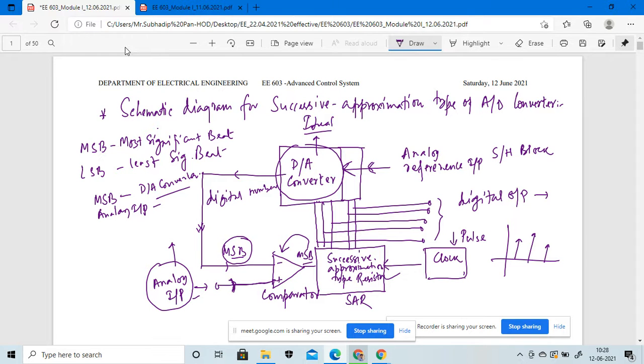Okay, so most significant bit, as we can say, suppose this is 1, this is 0, this is 1, this is 0, this is 0. So this portion will be, and this is supposed to be 1. So this particular section will be your most significant bit and this will be your LSB, least significant bit, as we covered in the previous lecture. So here it will become 1, suppose if the analog input will be greater than 1.